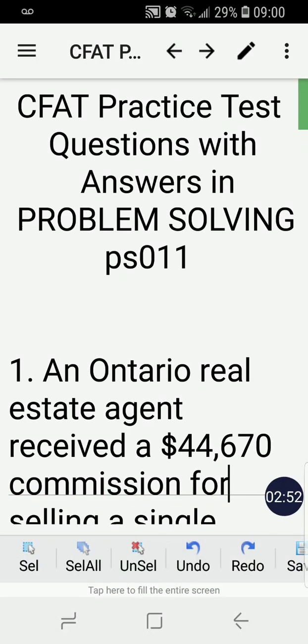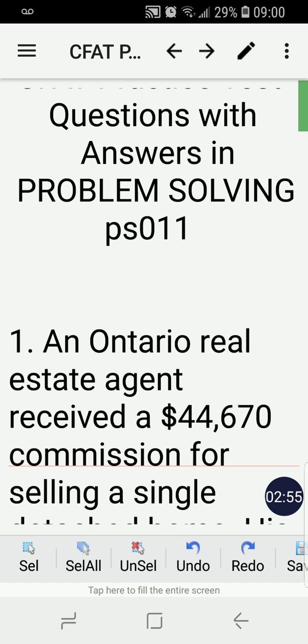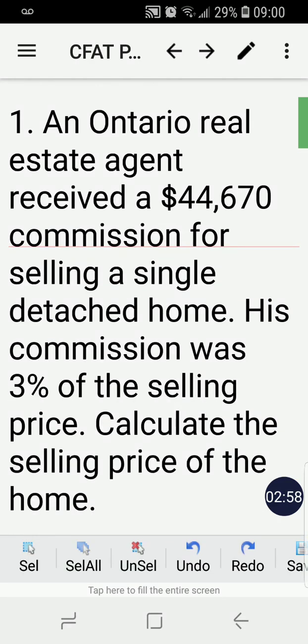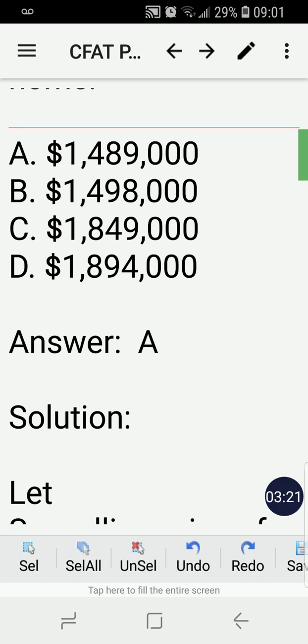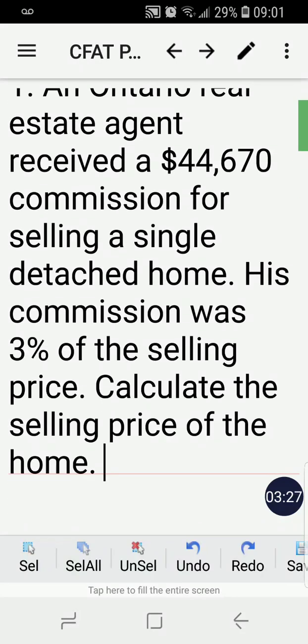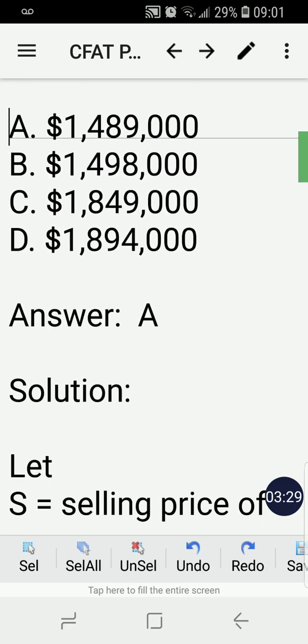Okay, for today, we're gonna solve two problems, starting right away with number one. An Ontario real estate agent received a $44,670 commission for selling a single detached home. His commission was 3% of the selling price. Calculate the selling price of the home. Okay, it's a very relevant question with the real estate market. So here are your choices, and the correct answer is letter A.